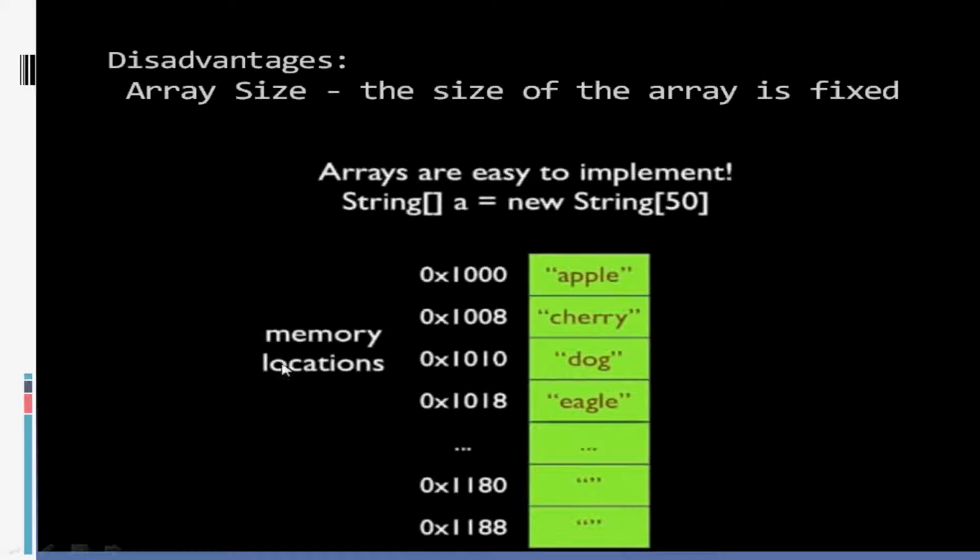Memory locations. These are the memory addresses, and for every memory address there is corresponding memory. Like 0x1000 apple, 0x1008 cherry, 0x1010 dog, 0x1018 eagle, and so on.